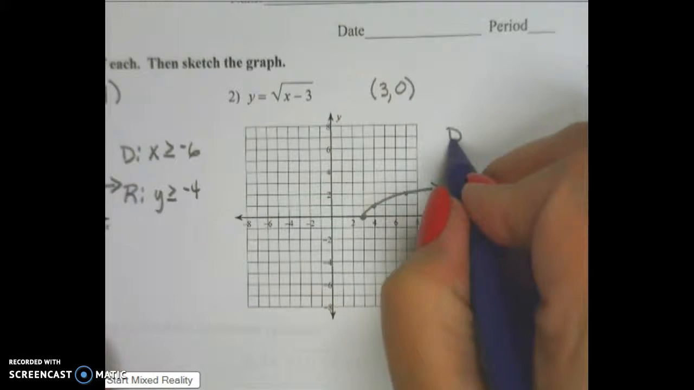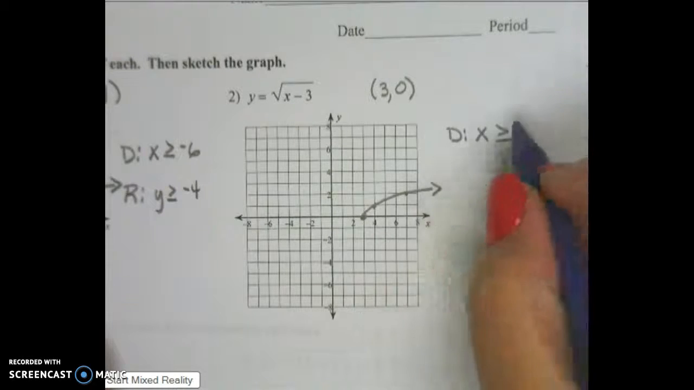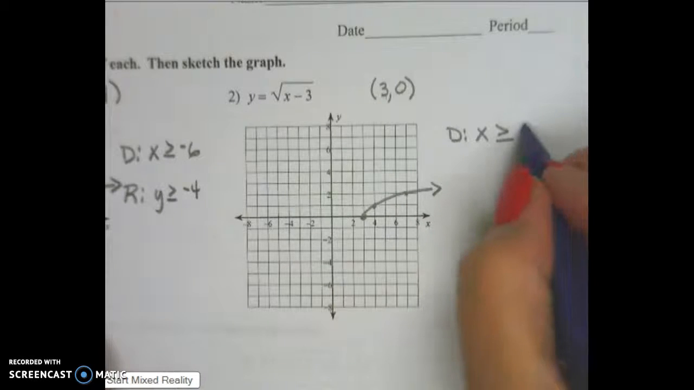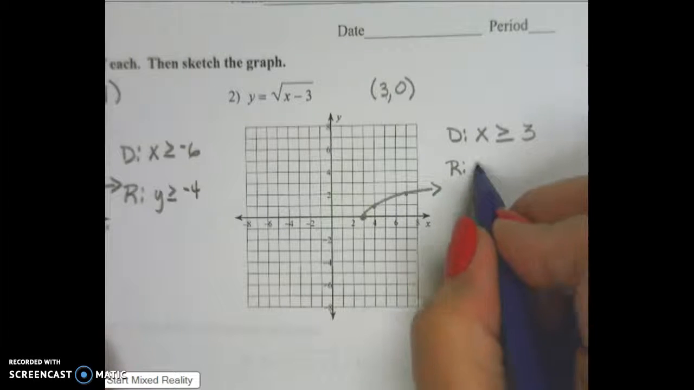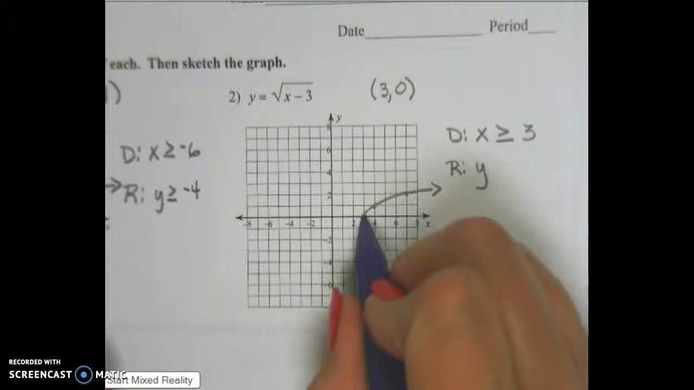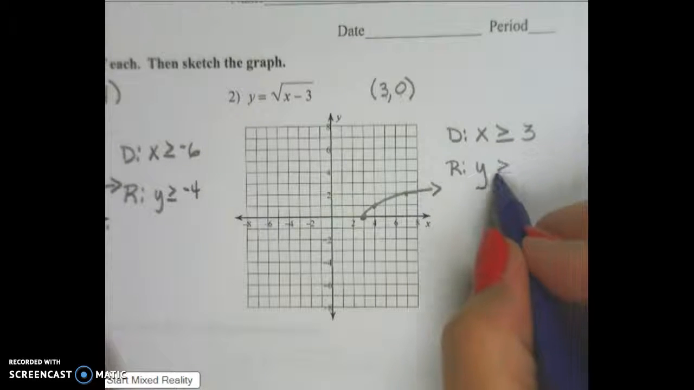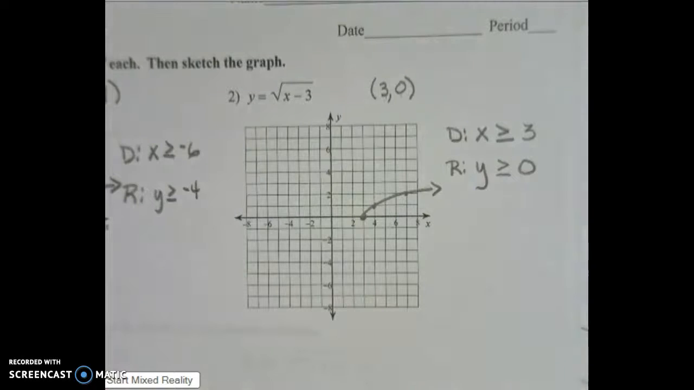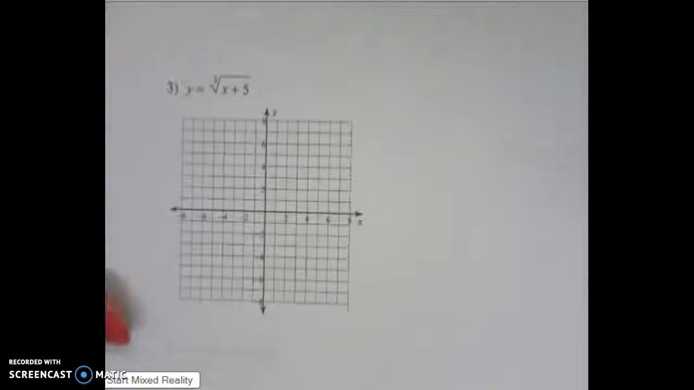My domain for this problem is going to be x is greater than or equal to, well, it starts at the 3, which is my x value of my starting point right there. And my range are my y values, and you see it starts at 0 and goes up. Again, it's this value there. And so that is my graph and my domain and range. Let's go to our next problem.